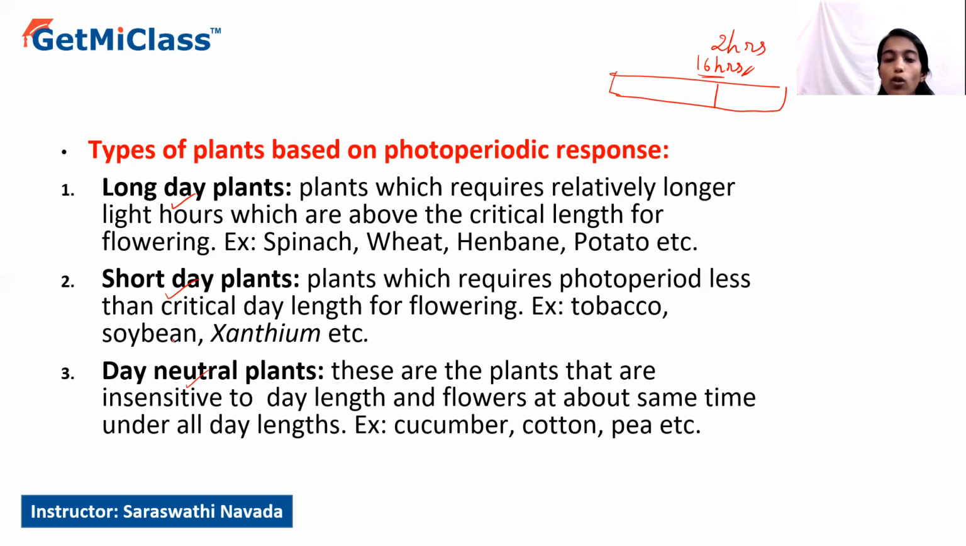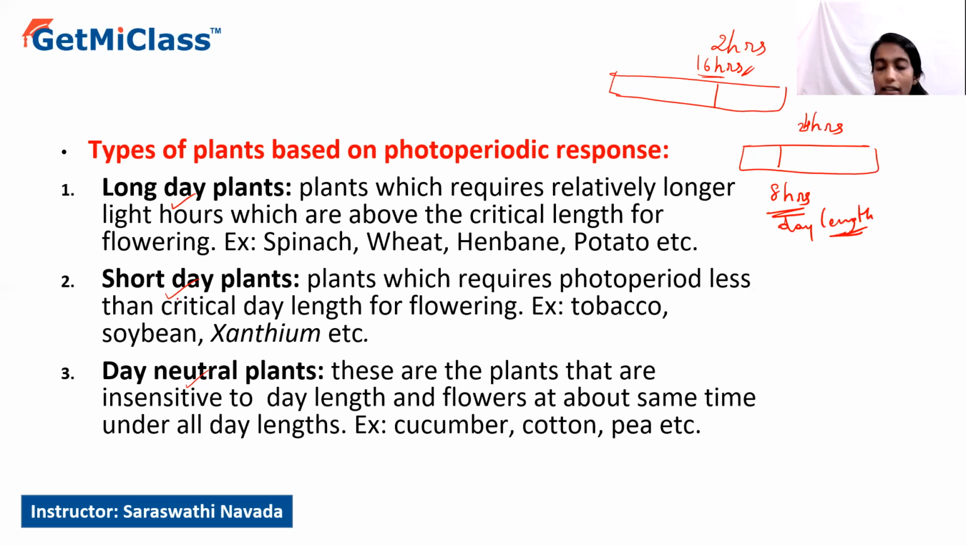Coming to the short day plants, these are the plants which require a photoperiod less than the critical day length. Suppose we consider a 24 hour length of the day. Here these plants require less than 8 hours of day length. Flowering can be induced in short day plants if the day length is up to 8 hours or less than 8 hours.